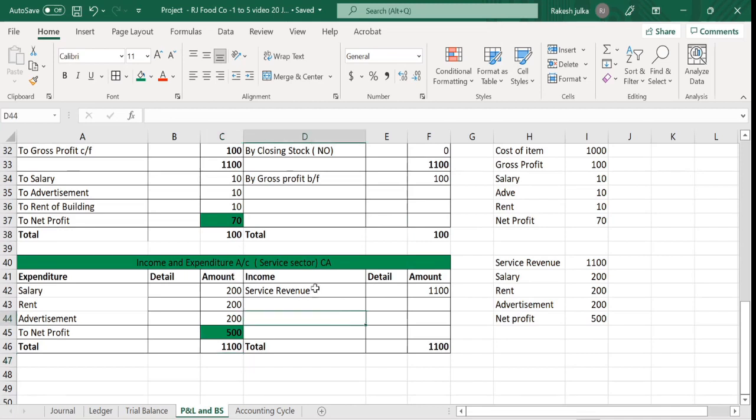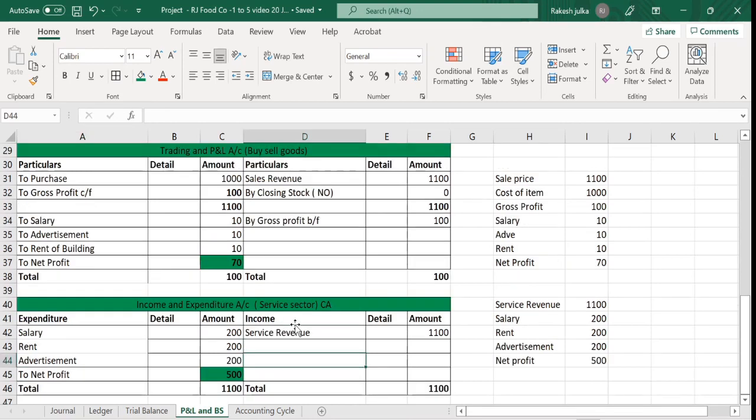We need to know the services revenue, right? So we have services revenue here, and we meet all the expenditures, and the net result will be the net profit, or net loss in case expenditure is more than income. So this is the difference between trading and profit and loss account and income and expenditure account.